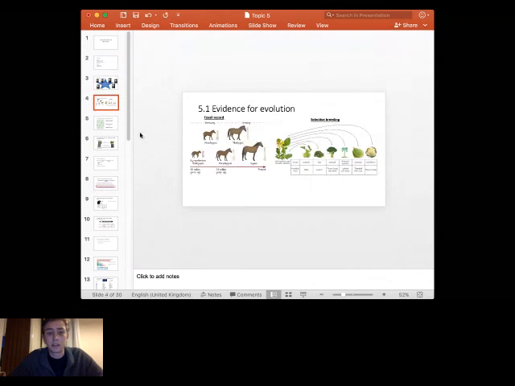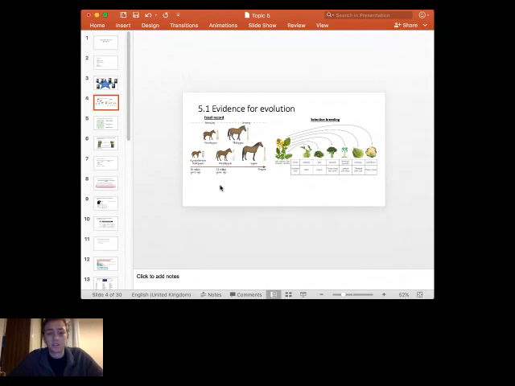First, let's talk about what the evidence for evolution is. As we know, evolution is when the characteristics of a species change over time. How did Charles Darwin know that evolution was a thing? What evidence is there in the world? Well, there are two components that the IB wants you to know that serve as evidence for evolution.